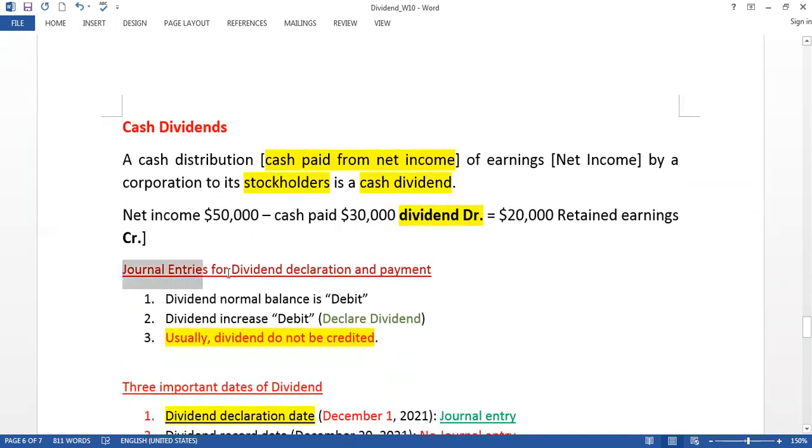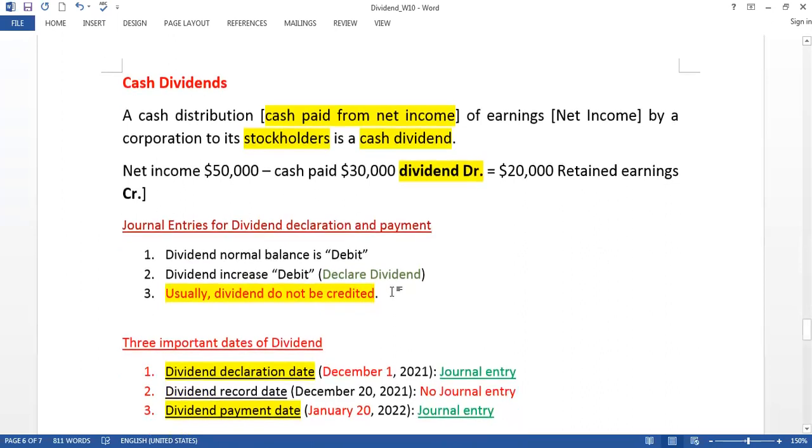Now I am going to show you the journal entries for the dividend declaration and payment. So in the real business world, company declared dividend. I already explained that dividend normal balance is debit, right? And when company declared dividend, the dividend increase, and as normal balance is debit, dividend increase also debit.